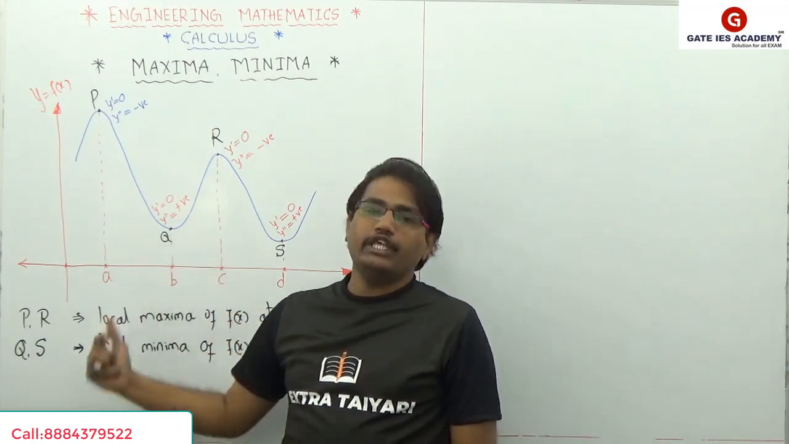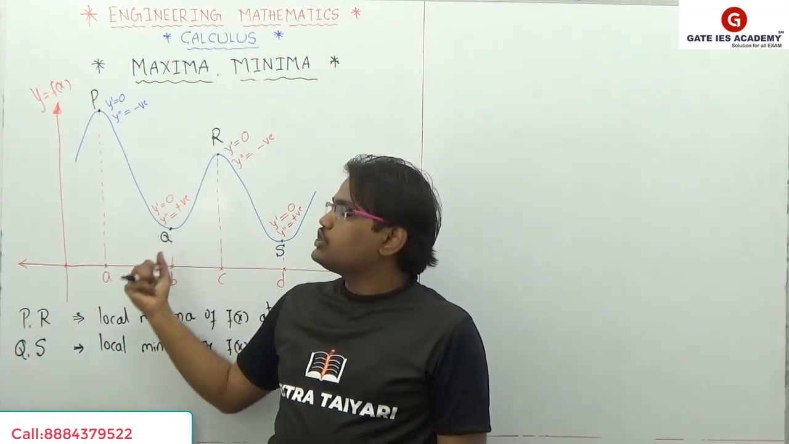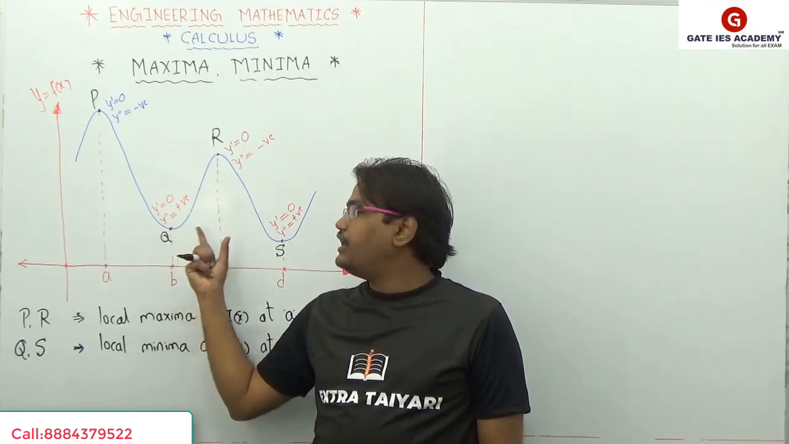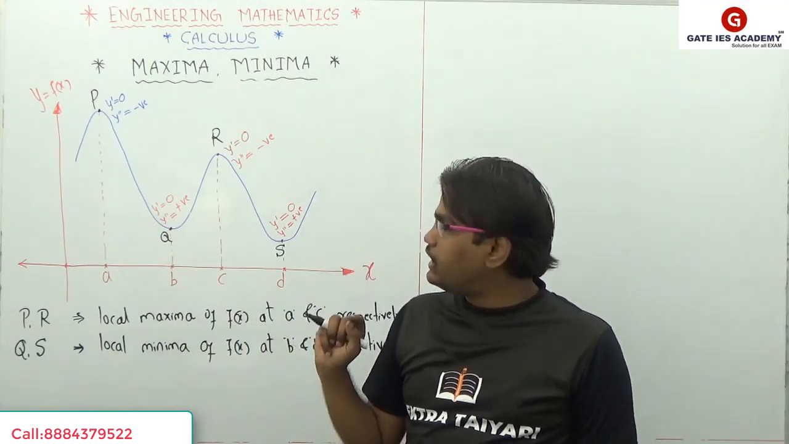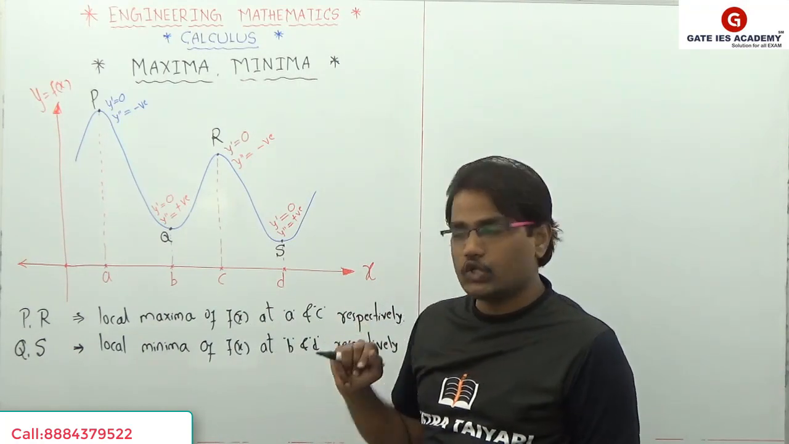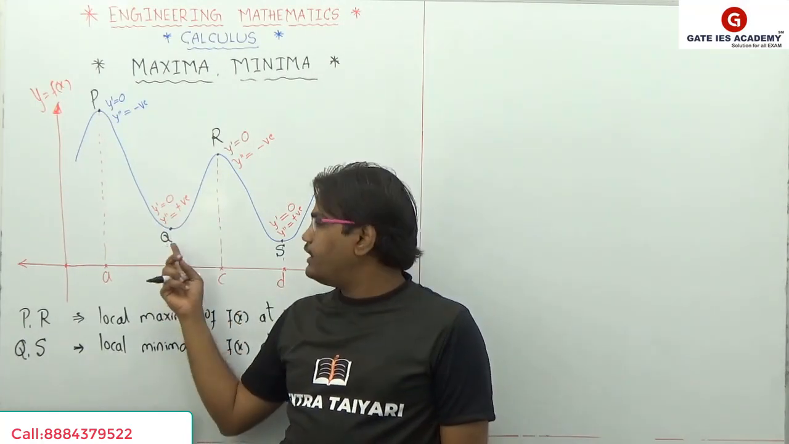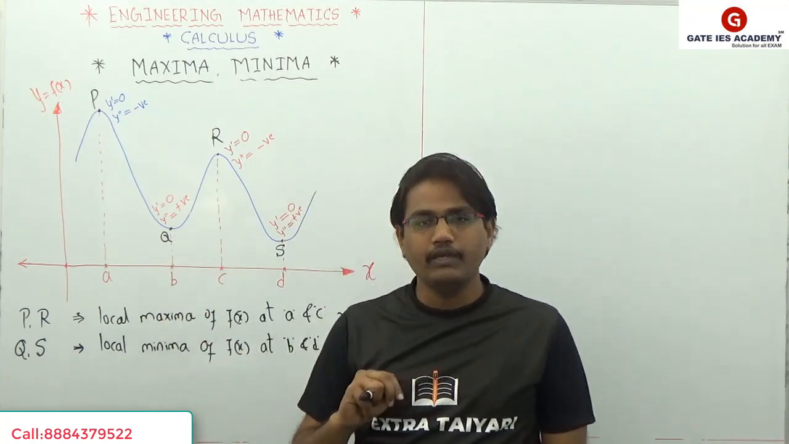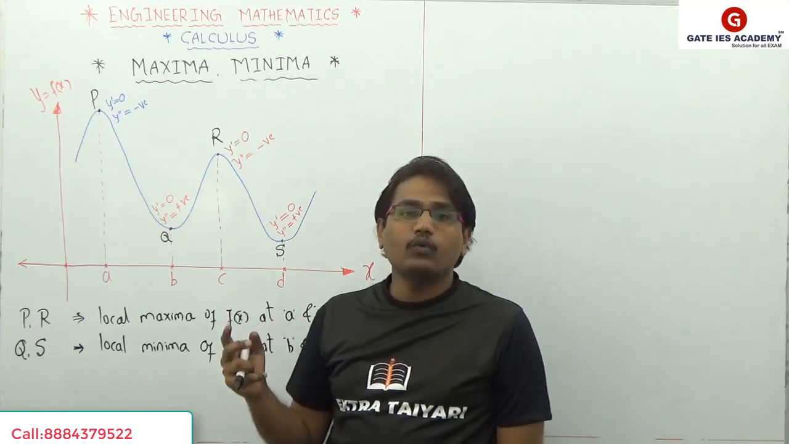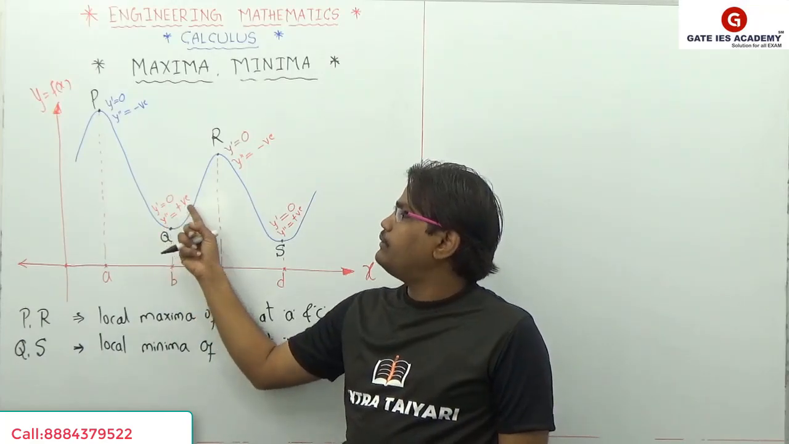Now observe the point Q. At point Q also the slope is 0. Slope means y dash, because even at this point, if you draw the tangent at Q, it will be a horizontal line, and a horizontal line has 0 slope. So y dash is 0 at this point, which is at x equals b. Y dash is the slope. The slope will be 0. Y double dash is positive.